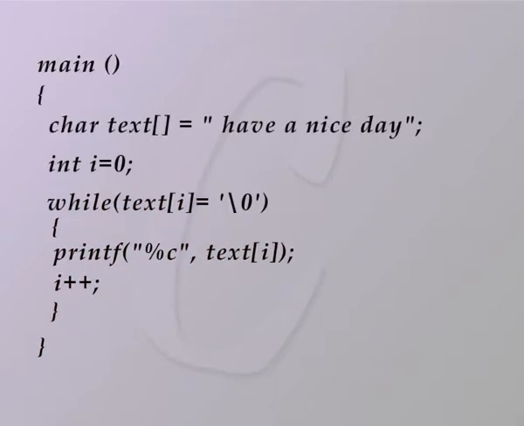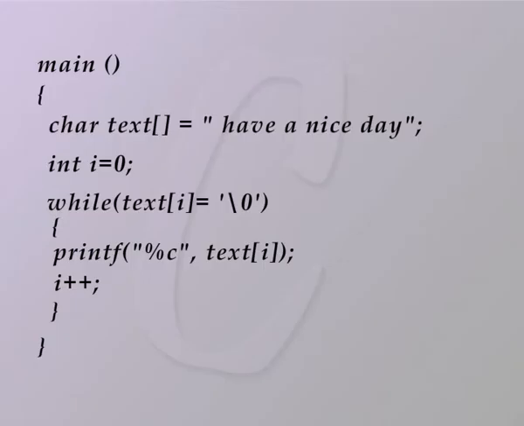Then i++, that means it will move to the second character. Checks whether it is null. No. There are so many characters in this array, isn't it? So, till the final y is reached, the text will be printed. Once y is reached, the compiler will identify a null character. So, it will tell that the string is over. So, while text[i] will become equal to null, it will automatically come out of this loop and the main function will be closed.